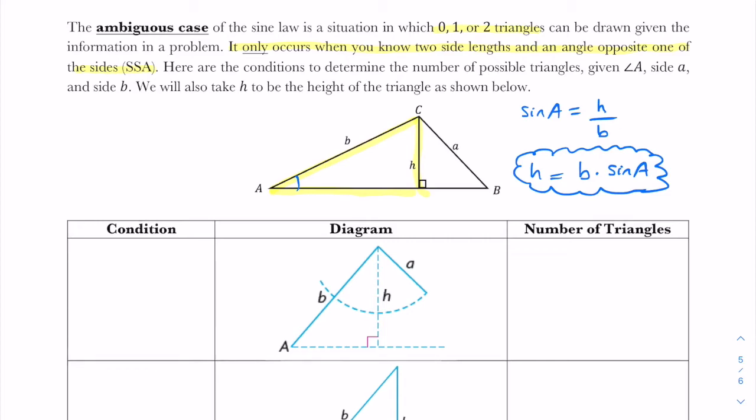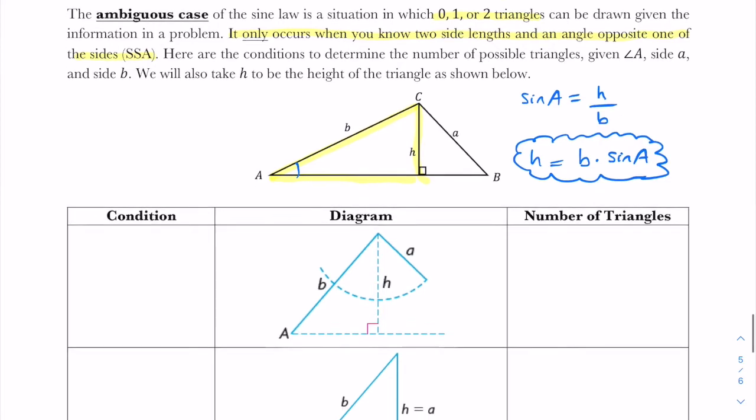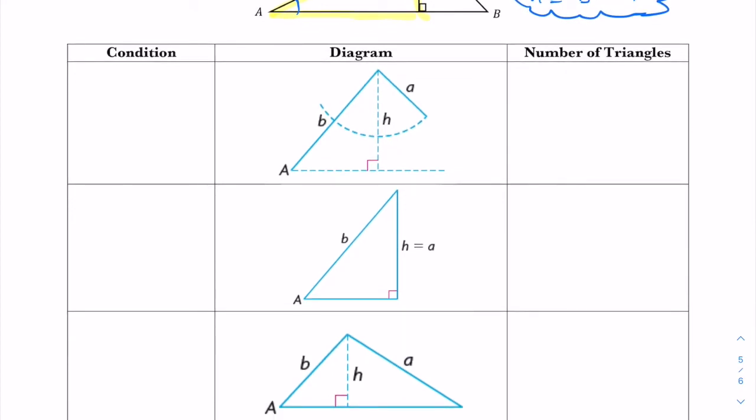Let's go through the different conditions now. Our first condition is what happens when side A is less than the height of the triangle? Well, look at the picture below. If side A is less than the height of the triangle, then side A isn't actually big enough to complete the triangle. So when this occurs, there are no possible triangles.